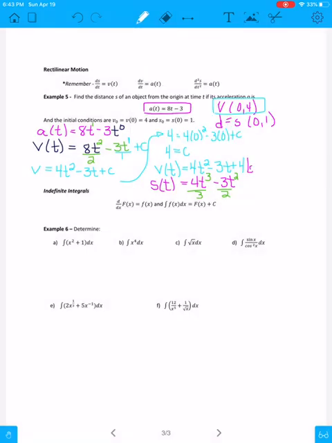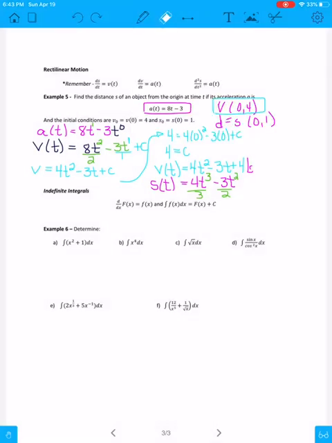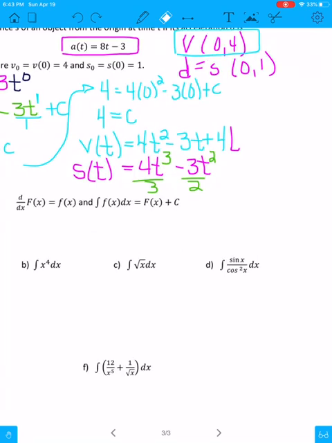The 4 is technically 4t to the 0, so that is going to become plus 4t to the 1 divided by 1, plus c.